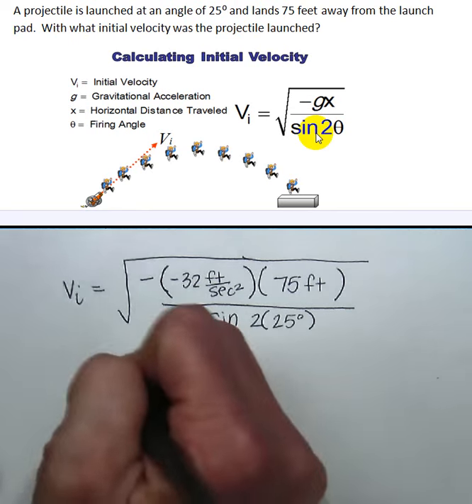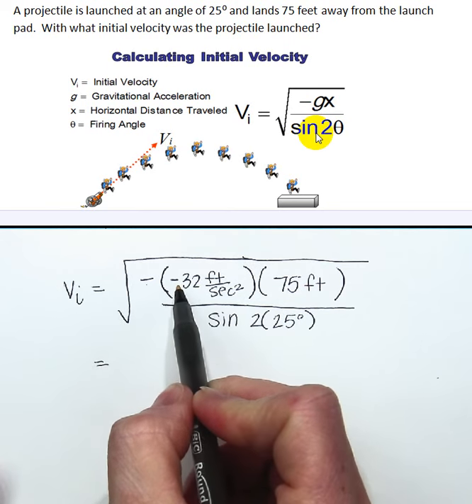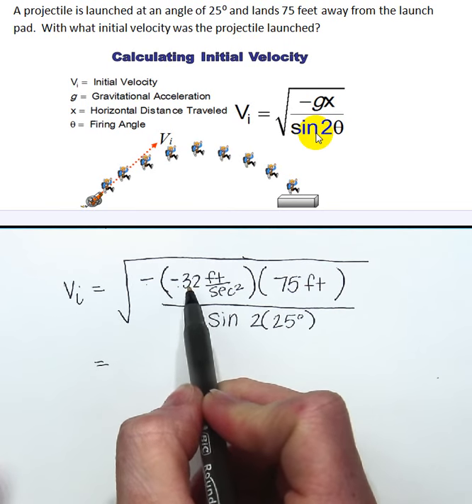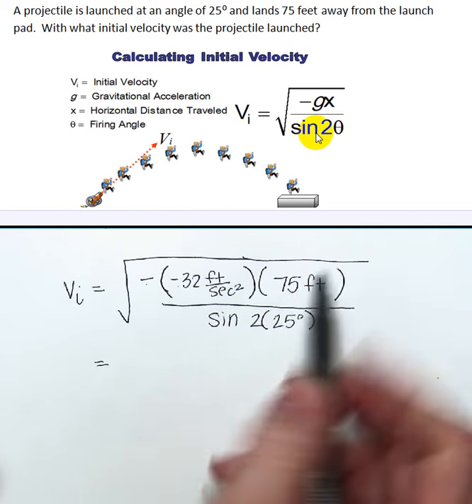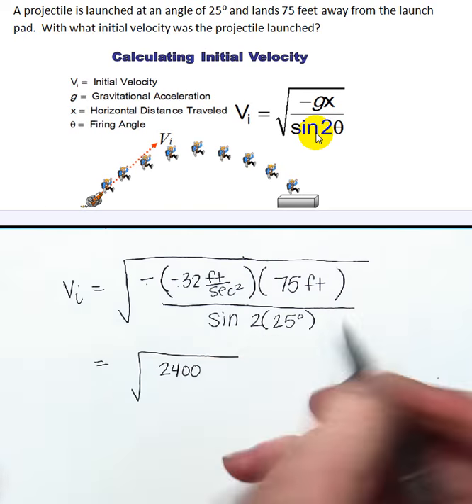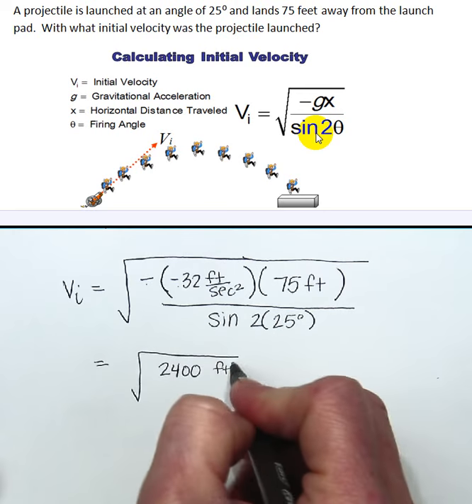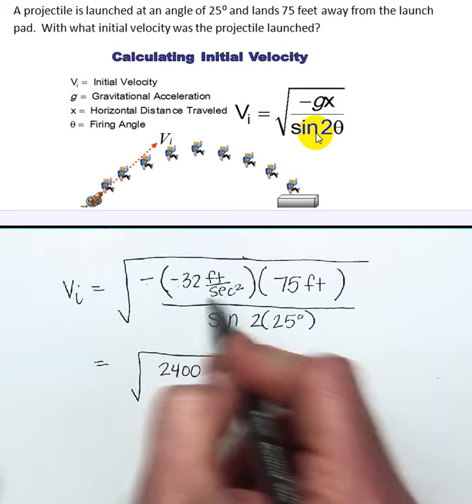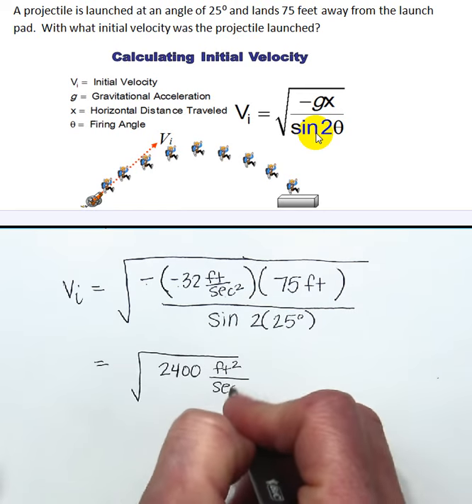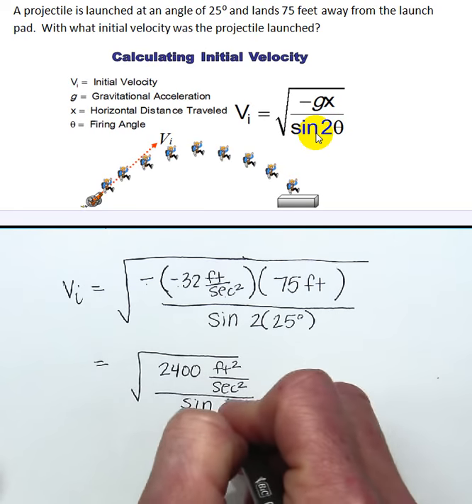As I simplify this, notice I have a negative times a negative, which is going to make positive. 32 times 75 is 2400. Following my units, I have feet times feet, which is going to be feet squared, over second squared, divided by the sine of 50 degrees.